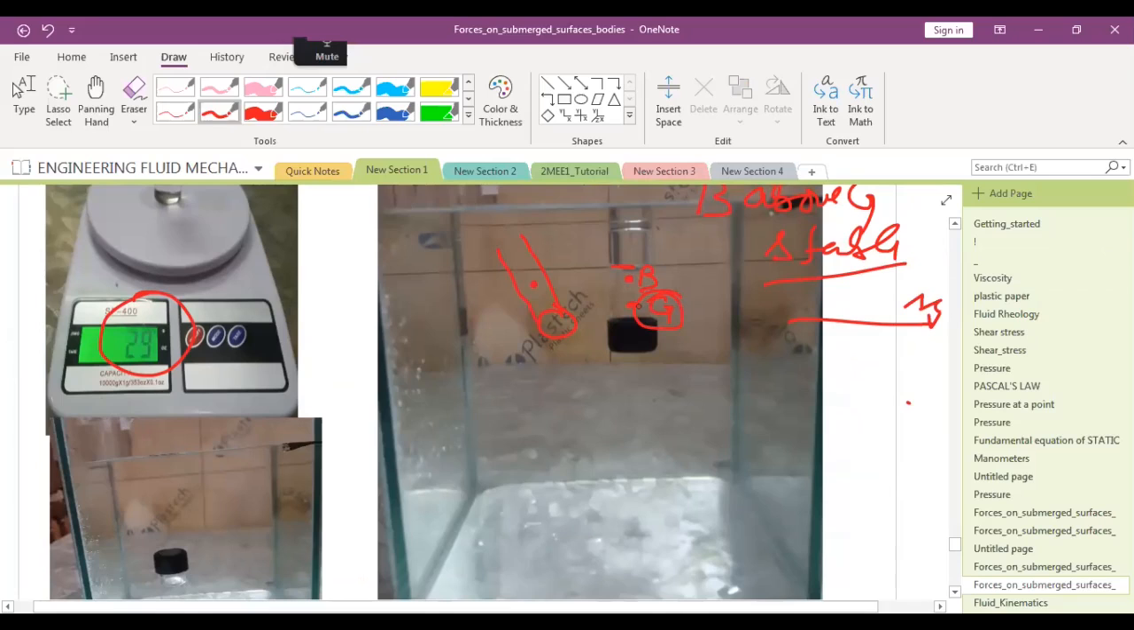Sir, G will change because the water here will take some different configuration. Say G has changed a little bit. Say this is G. Will B change or not? No, sir. So what will happen? This is up and this is down. What is happening?